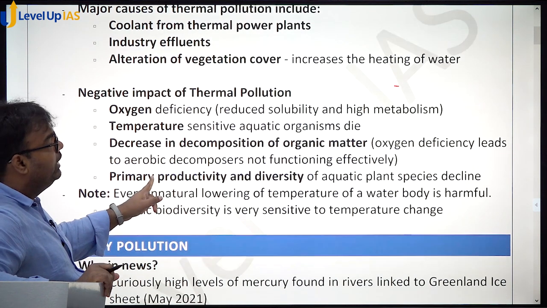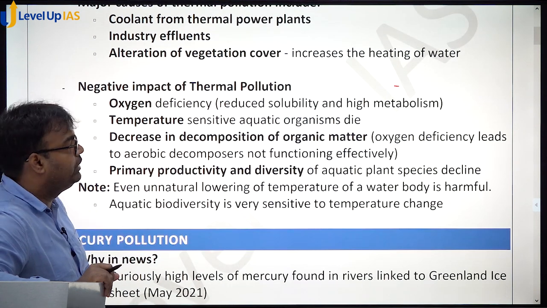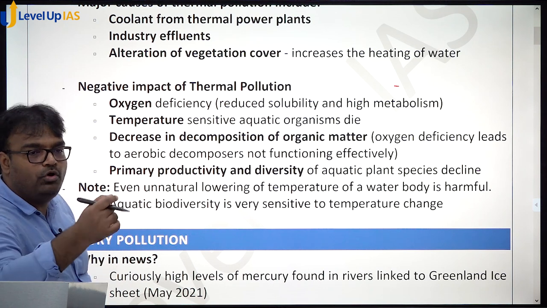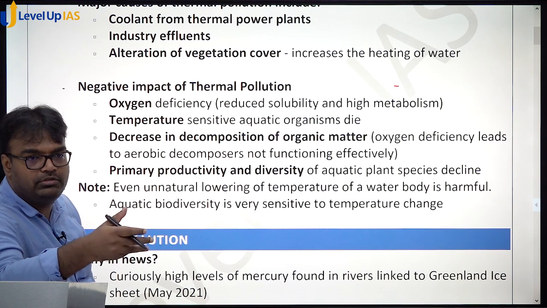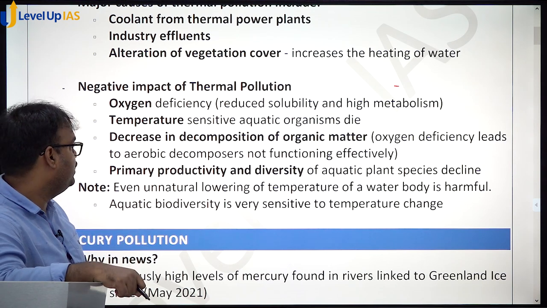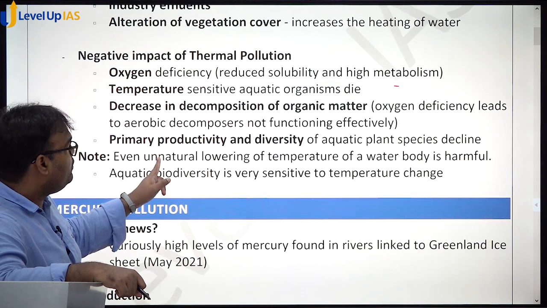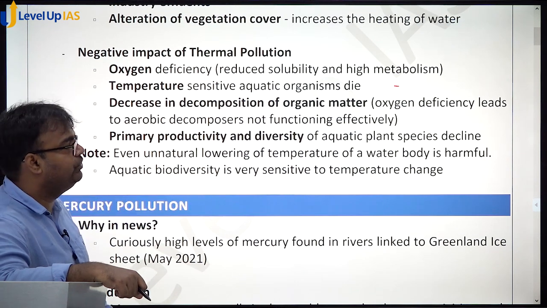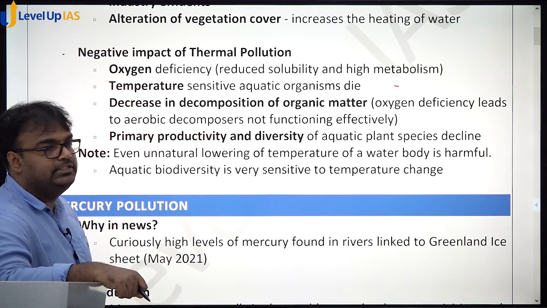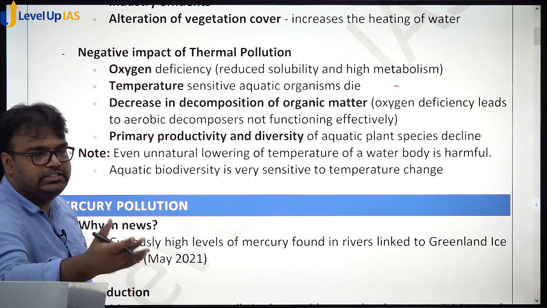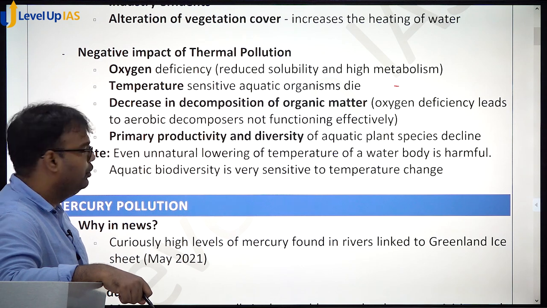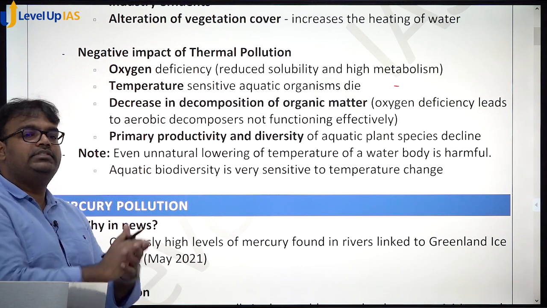Then it also decreases decomposition of organic matter. Why? Oxygen deficiency is there, so those microorganisms which used oxygen for decomposition purposes would not be able to function effectively. Then primary productivity and diversity of aquatic plant species decline. You can also understand this: with rise in temperature, primary productivity would go down. Okay, this is thermal pollution.